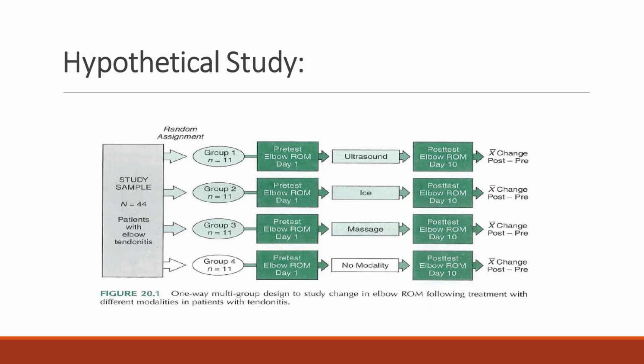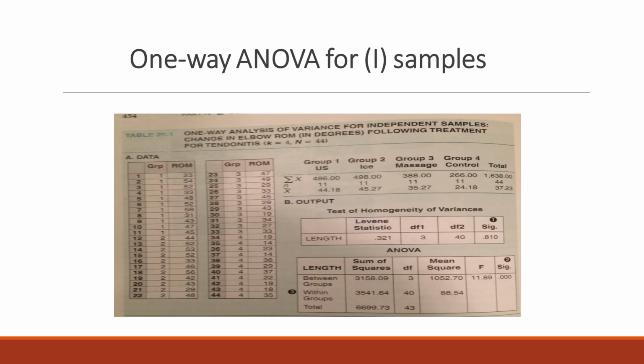The independent variable, type of modality, has 4 levels. Therefore, this is a single-factor, multi-level design. The dependent variable is elbow range of motion, measured in degrees. Here is the data output for the hypothetical case.